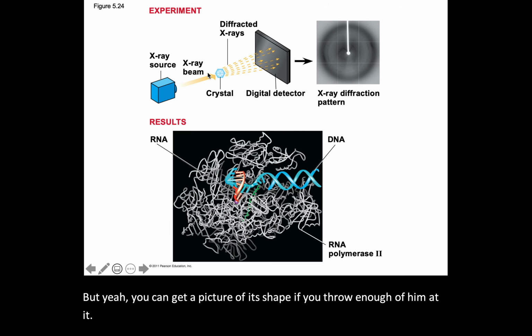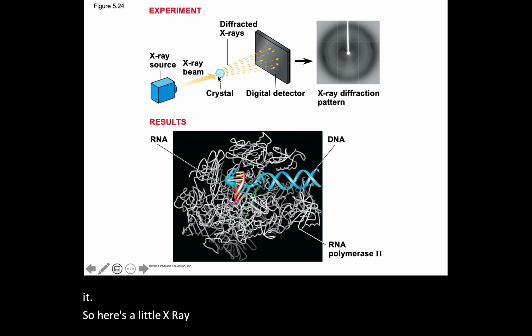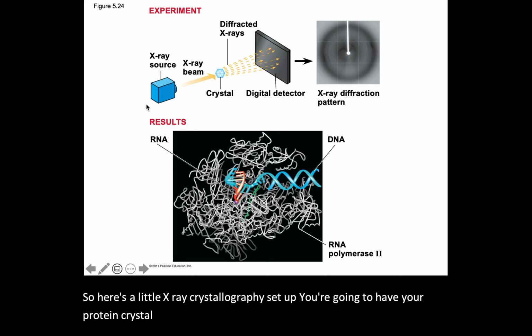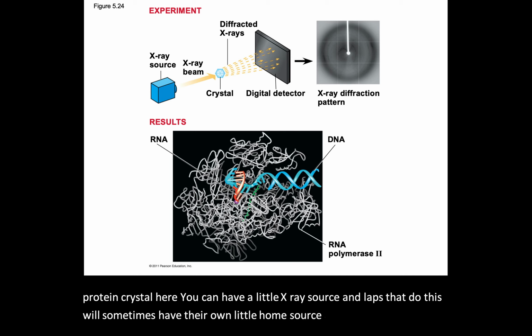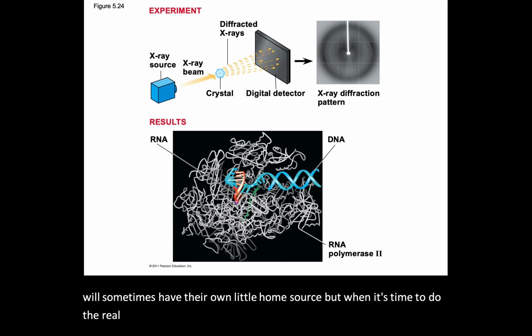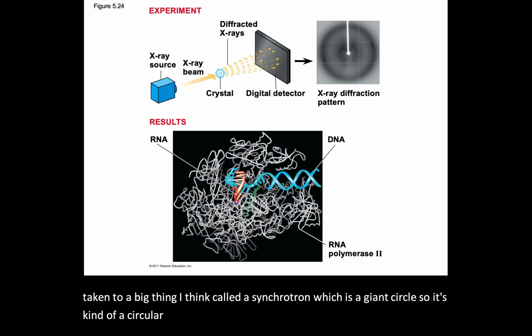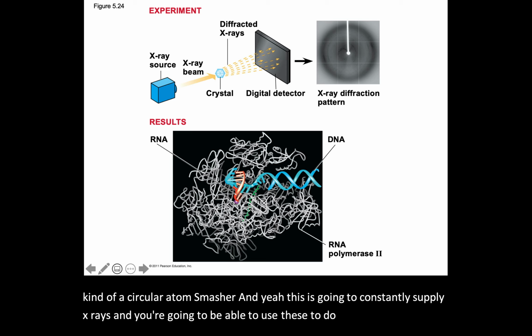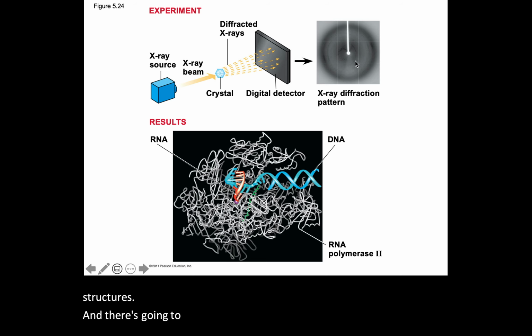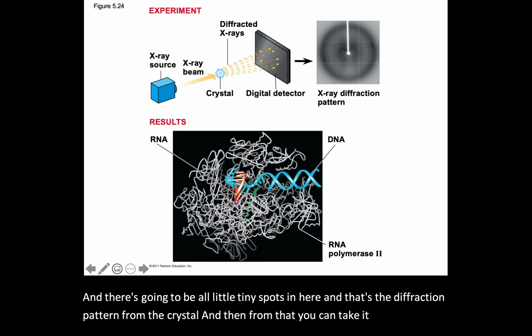So here's a little X-ray crystallography setup. You're going to have your protein crystal here. You can have a little X-ray source, and labs that do this will sometimes have their own little home source. But when it's time to do the real protein structure and get real high-level information from it, they'll always take it to a big thing called a synchrotron, which is a giant circle. It's a kind of circular atom smasher. This is going to constantly supply X-rays, and you're going to be able to use these to do wonderful structures. And there's going to be all little tiny spots in here, and that's the diffraction pattern from the crystal. From that, you can figure out what the structure is of the protein.